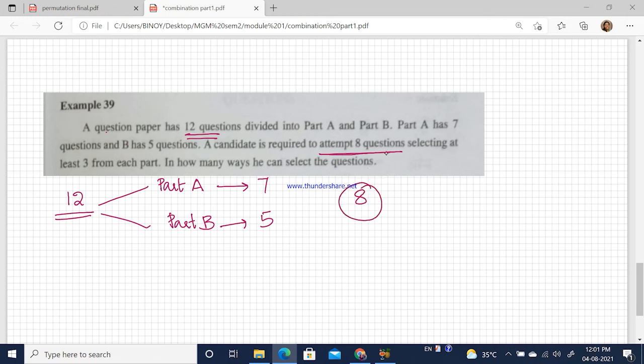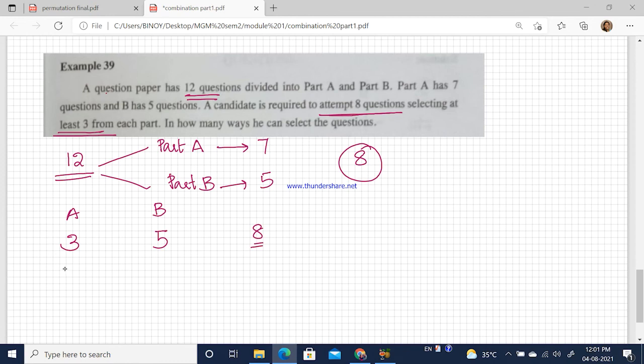All the candidates are supposed to attempt 8 questions, selecting at least 3 from each part. So this is part A and this is part B. If I am taking 3 questions from part A, I should write 5 questions from part B in order to make a total of 8.